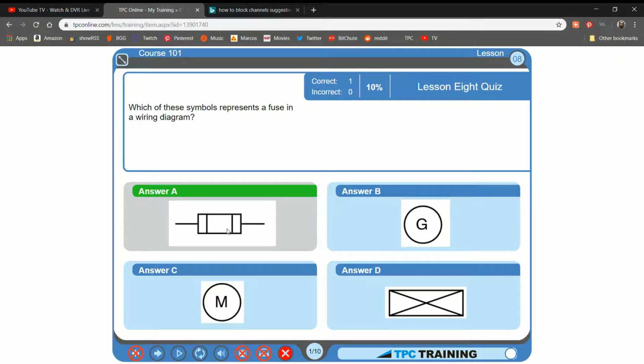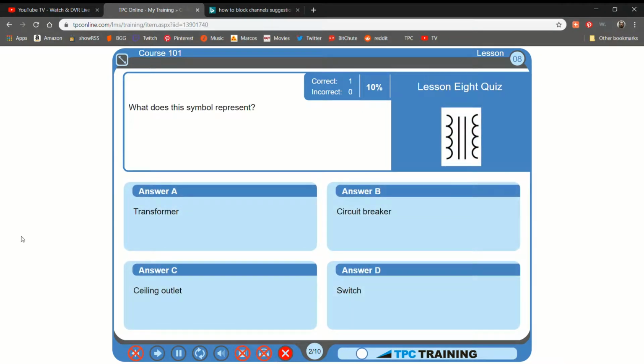That is correct. What does this symbol represent? A. Transformer. B. Circuit breaker. C. Ceiling outlet. D. Switch. That is correct.